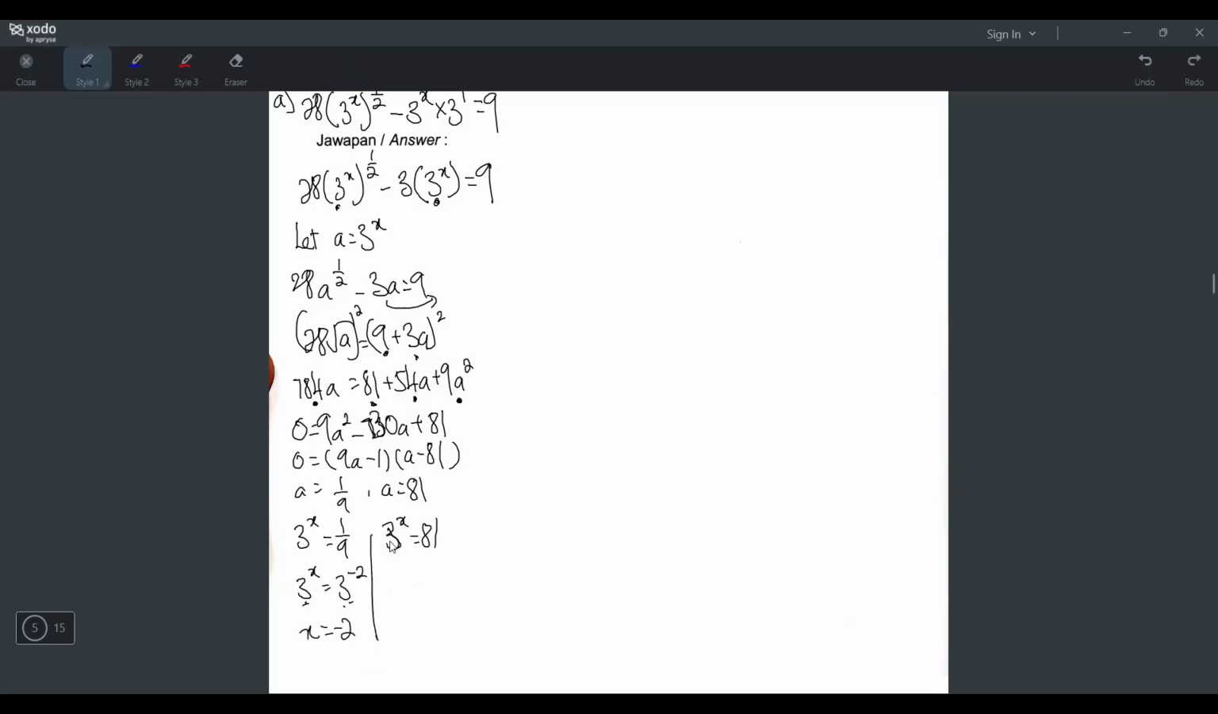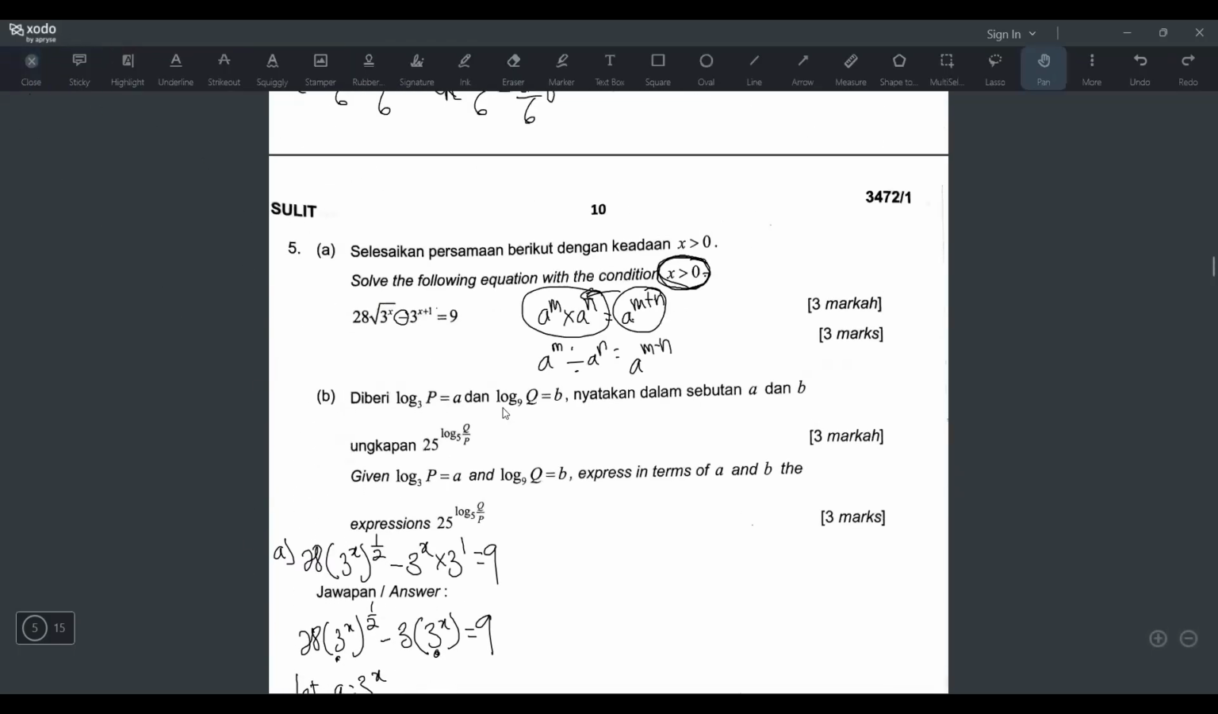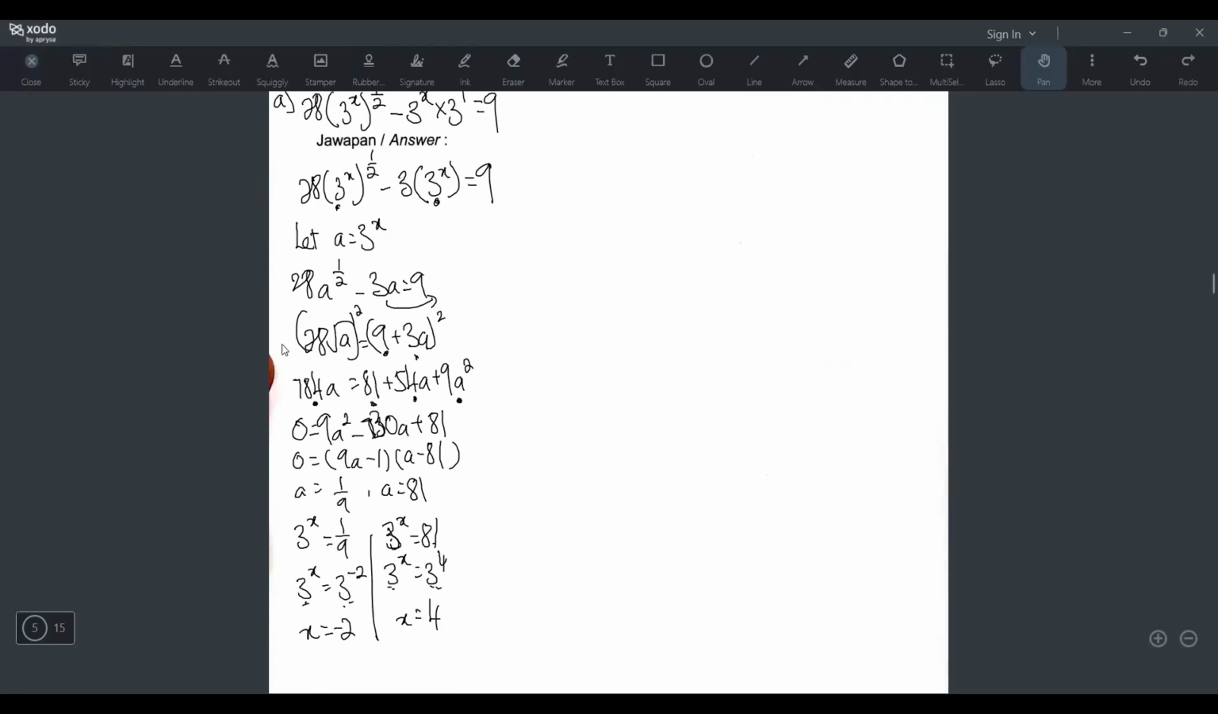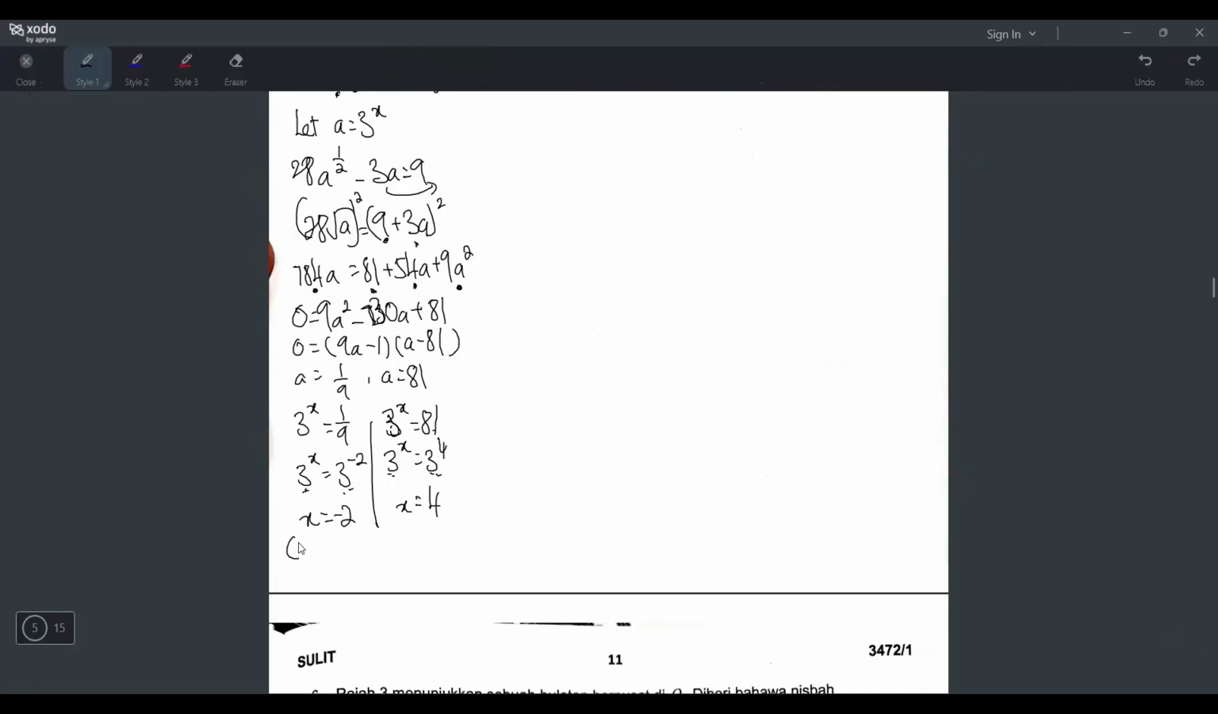The other one also same. Try to make both sides same base. So 3 power x equals 81, can they change to same base? Yes, 81 is 3 power 4. So if both sides same base already, compare the power, x equals 4. But hold on, they mentioned something here, right? The condition is x has to be always positive, bigger than 0. That means x cannot be negative 2. So I will write rejected here. So the answer we take here is 4. Okay, it means there's only one answer for this question.